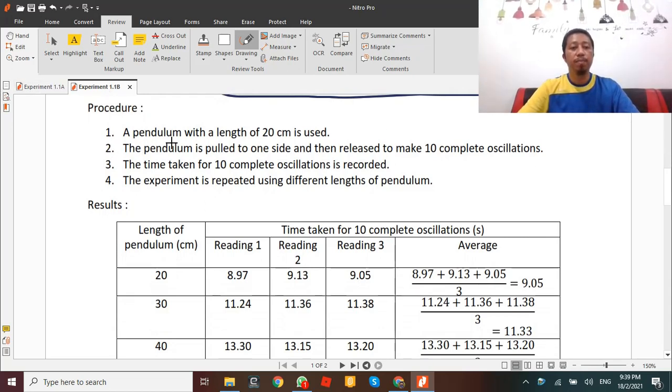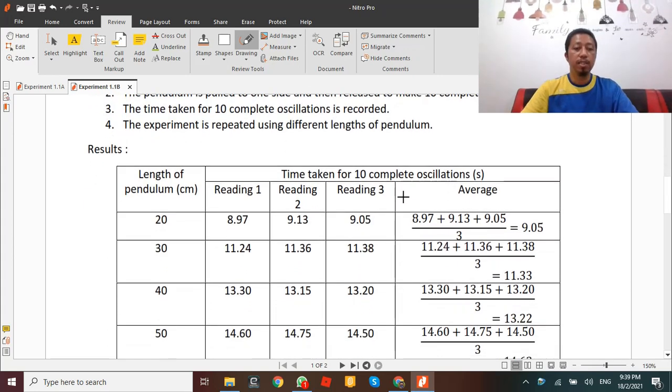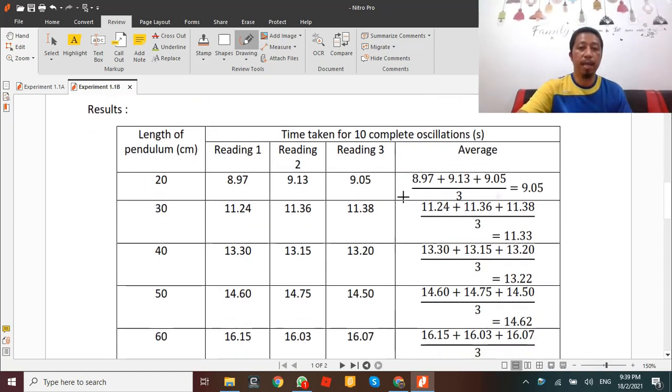Okay, next, procedure. There are four. Number one, a pendulum with a length of 20 cm is used. Number two, the pendulum is pulled to one side and then released to make 10 complete oscillations. Number three, the time taken for 10 complete oscillations is recorded. And number four, the experiment is repeated using different lengths of pendulum. So the different lengths are 30 cm, 40 cm, 50 cm, and 60 cm.